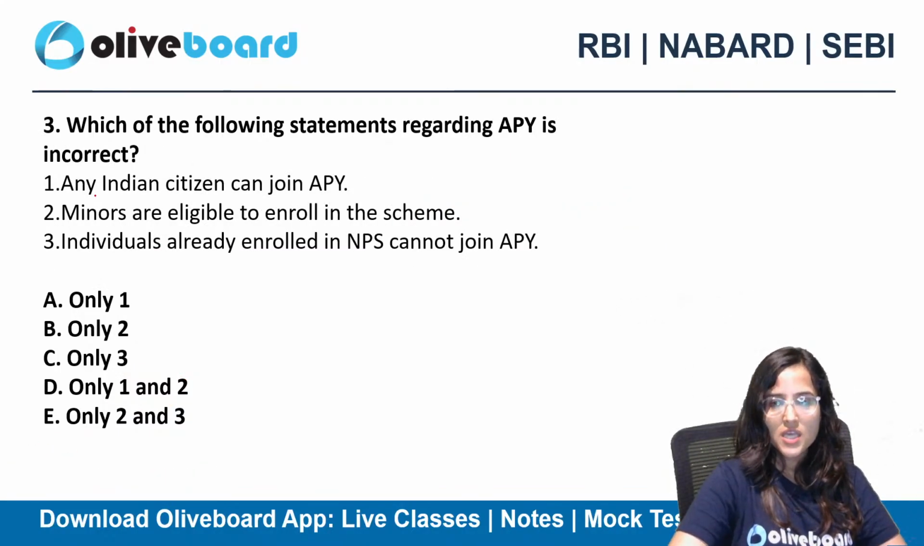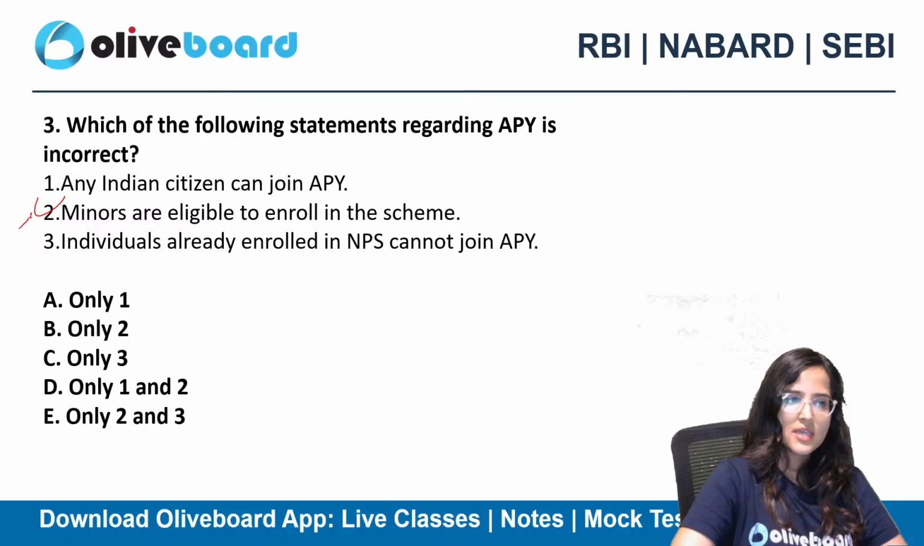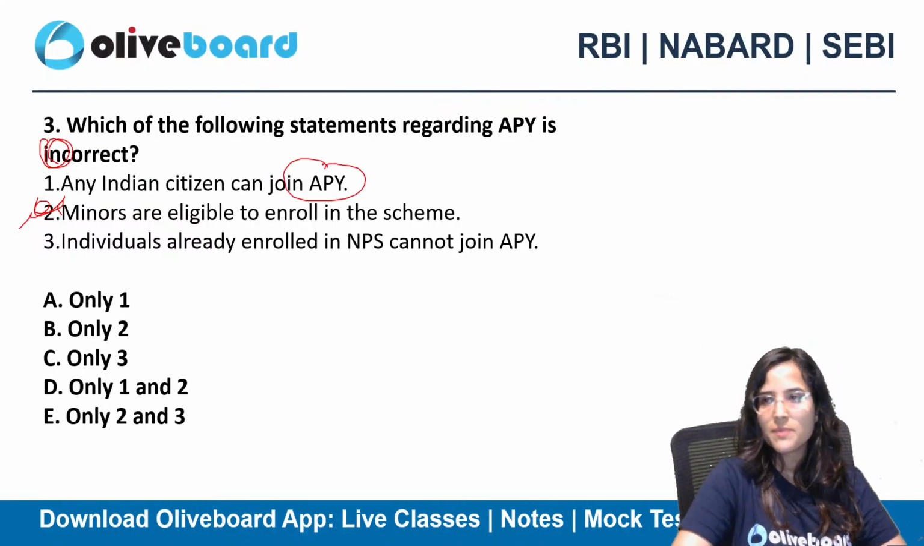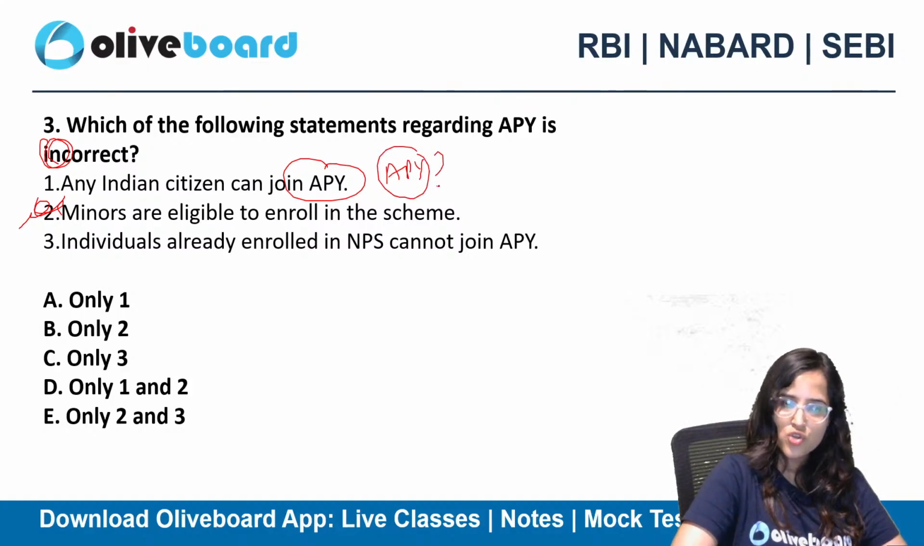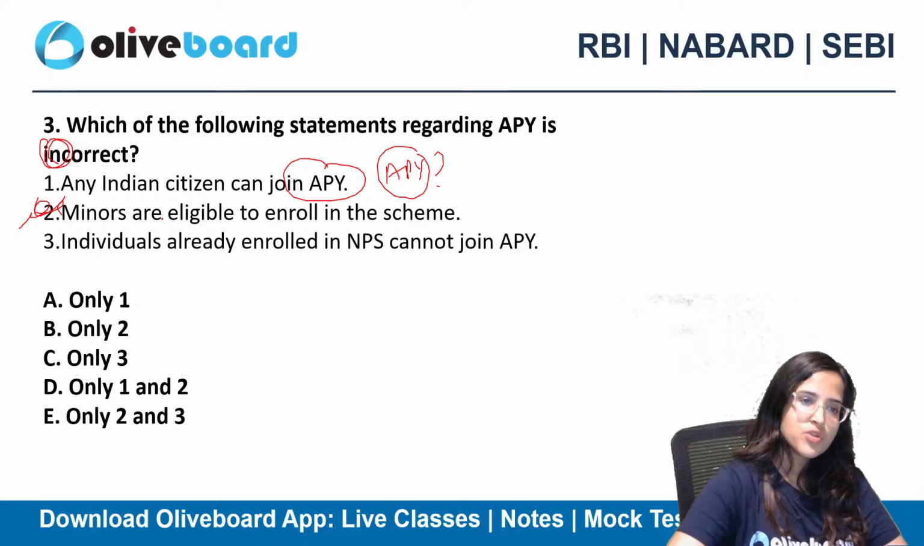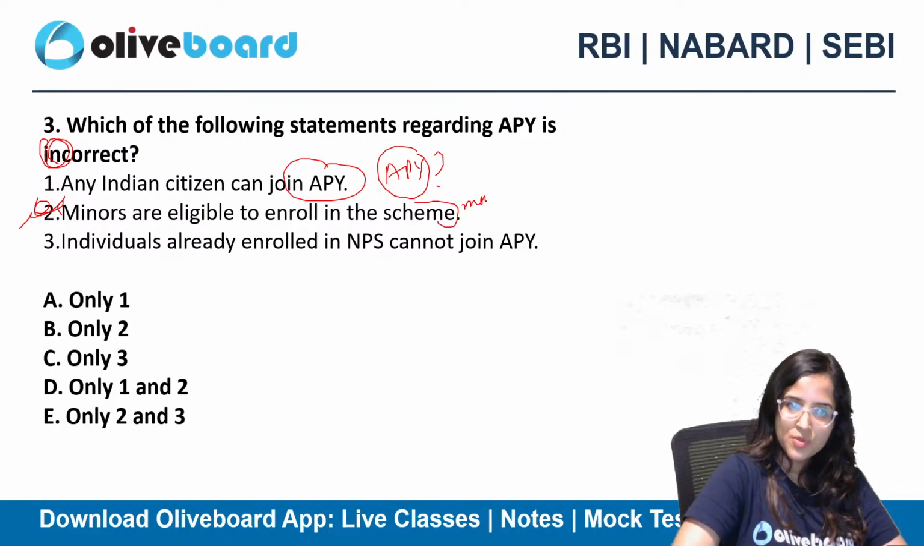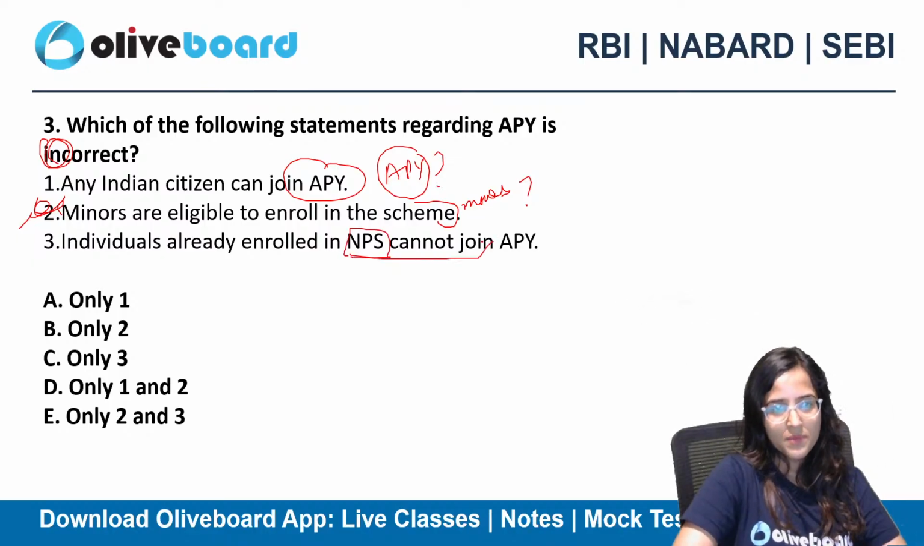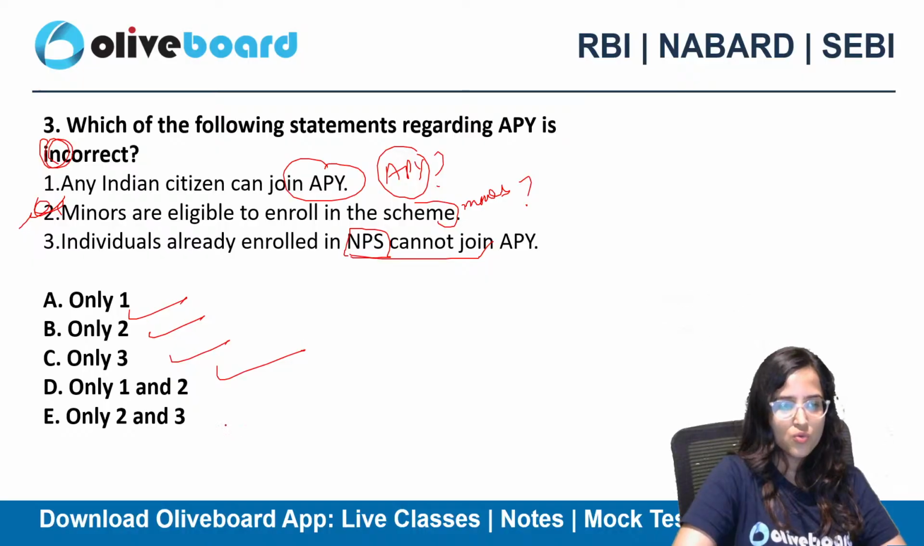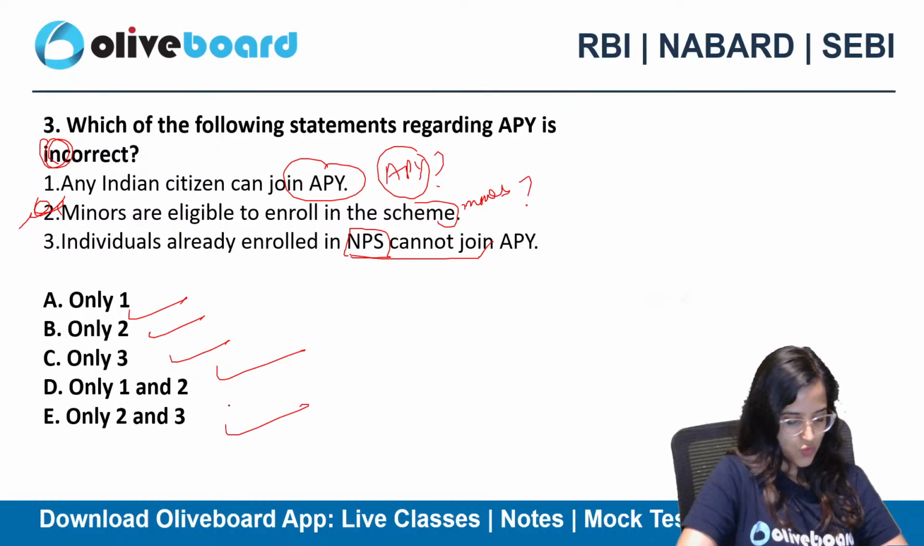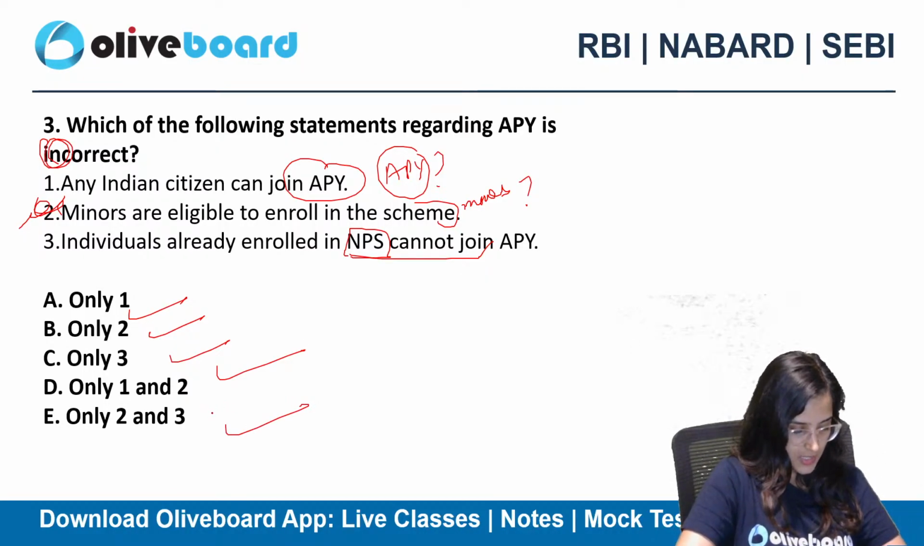Which of the following statements regarding APY is incorrect? You have to identify the incorrect statement. One, any citizen can join APY. Is that so? Can anyone join Atal Pension Yojana, or are some restricted? Two, minors are eligible to enroll in the scheme. Are minors eligible or not? Three, individuals already enrolled in NPS cannot join APY. So which is an incorrect statement over here? Only 1, 2, 3, 1 and 2, or only 2 and 3. So Manish is saying D, Shinchan is saying D. Anyone else who would like to answer?